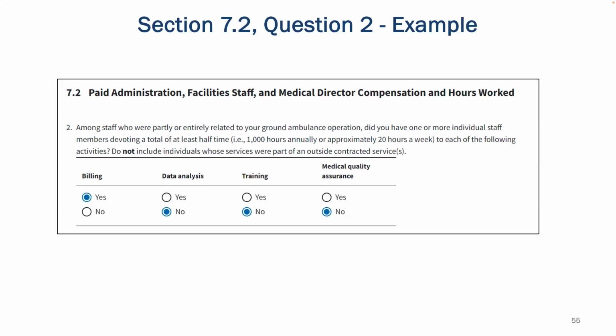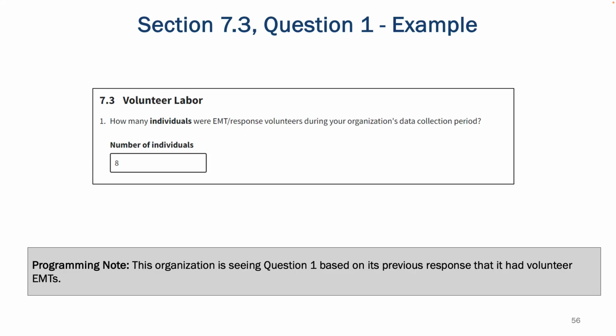This slide starts the section on volunteer labor. If your organization does not use volunteer labor, you would not see this section. Here, you will report the number of individuals who are EMT response volunteers within your organization. So for this hypothetical organization, the number of individuals is 8.